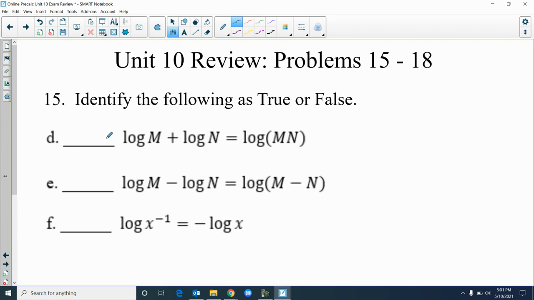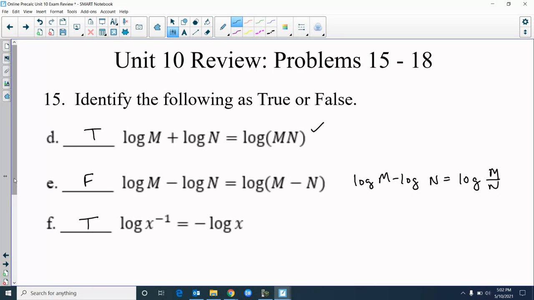D, E, and F. Okay, this is true. This is false. This is true. And this goes through some of the rules for logs. You're going to have to know these basic rules here. When you have log of m plus log of n, it means you multiply those two together. Those will be equivalent. If you have log of m minus log of n, that is where you divide. Log of m minus log of n equals log of m divided by n.